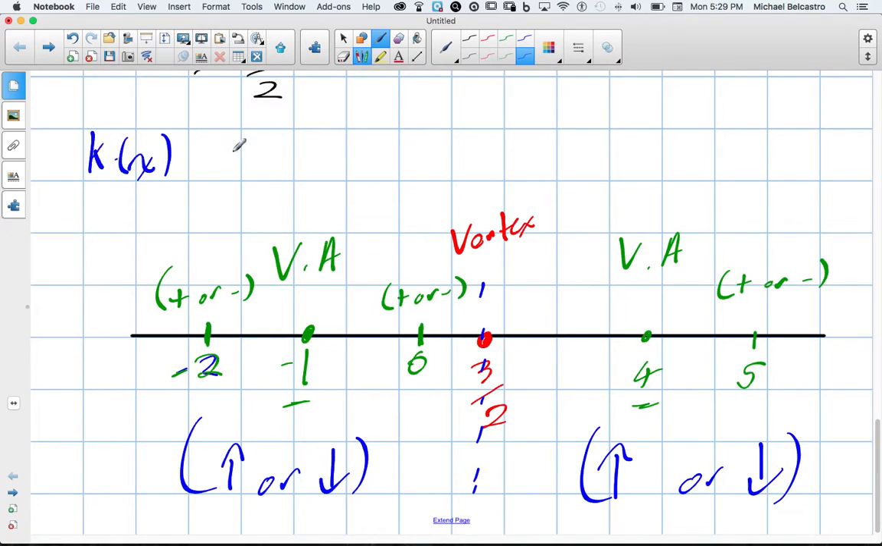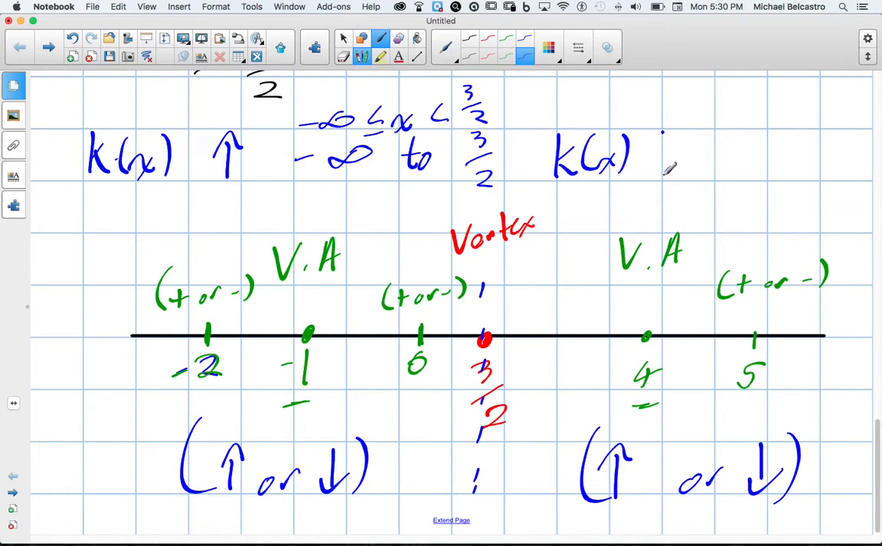So k at x is increasing from negative infinity, all the way left, to 3 over 2. Or you could say when x is less than 3 over 2, not at 3 over 2 because at 3 over 2 it's neither increasing nor decreasing, it's neutral, the tangent slope there is essentially 0. So x is less than 3 over 2, and k is increasing to there, and k at x is decreasing from 3 over 2 again to positive infinity.